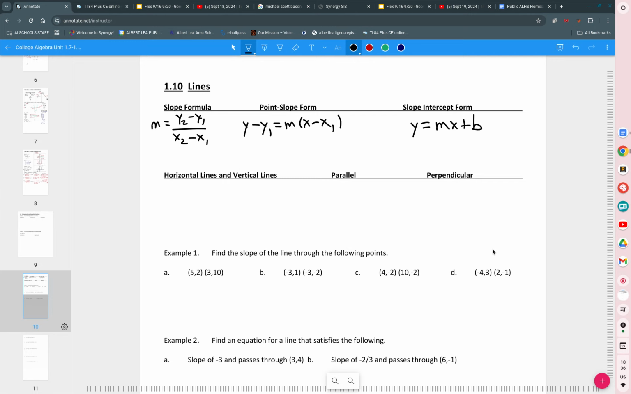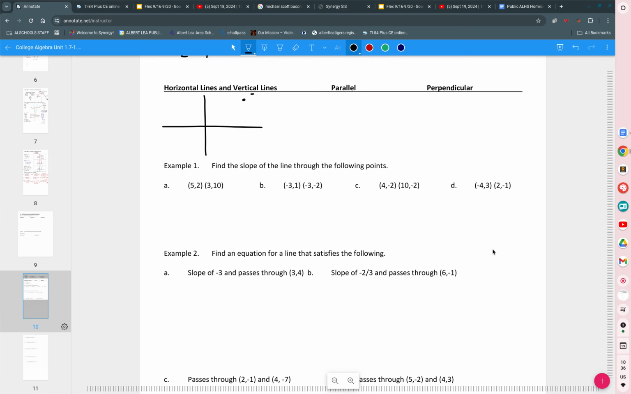Those three you've got to remember. mx plus b. Horizontal lines and vertical lines. I will try to give you a little synopsis of those. Suppose I have the coordinate 3, 2, and I have another coordinate of negative 4, 2. If I draw a line that connects those, that is what we refer to as a horizontal line.